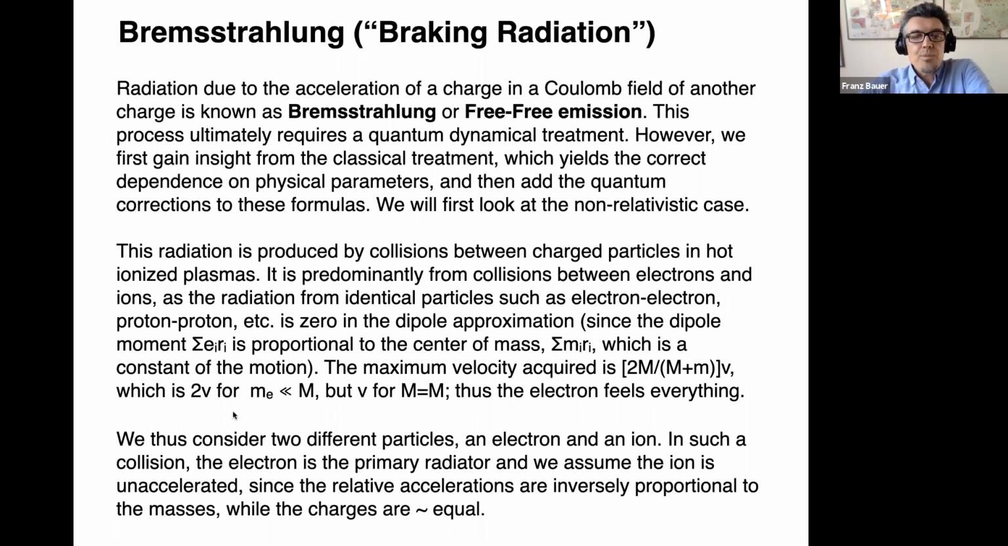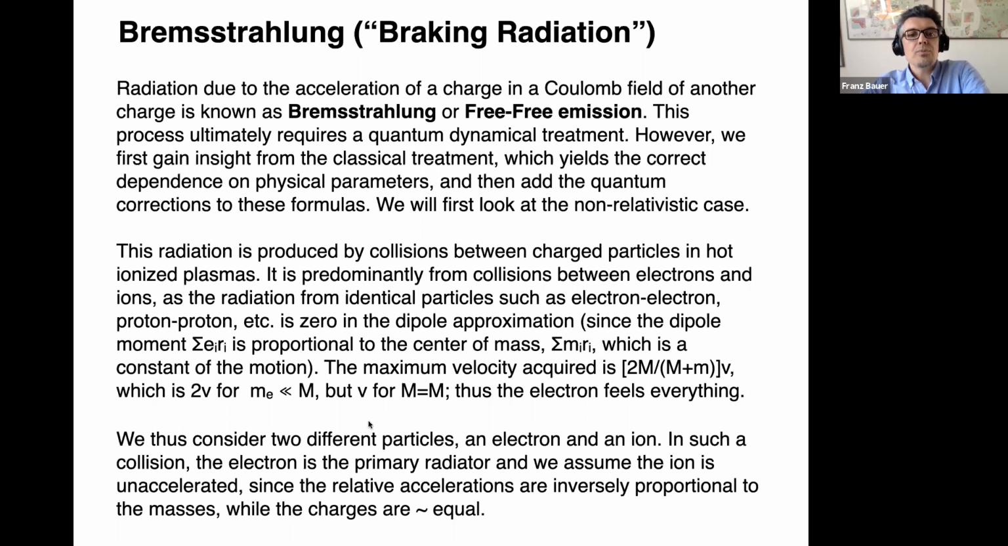Okay, so we could do the calculations for all of this in great detail, but these arguments will play out and limit us to where we should focus our efforts. The idea here is that we'll consider two different particles, an electron and an ion. It doesn't necessarily have to be a proton, it could be a heavier ion as well. In this collision, the electron is going to be the primary radiator, and we'll assume that the ion is left unaccelerated, because these accelerations are inversely proportional to the mass, whereas the charges are equal.